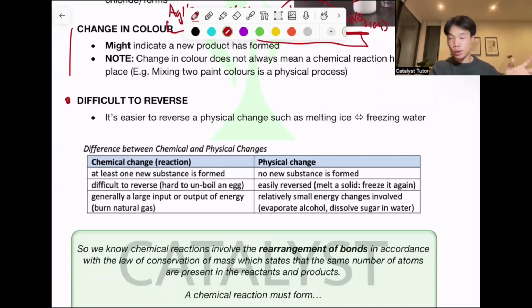So if you complete a reaction, it should be difficult to go back. It shouldn't be so simple that you can just decrease the temperature and it goes back to what it started as. This is in contrast to a physical change like melting ice and freezing water. State changes are very easy to reverse just depending on how much energy you input or take away.